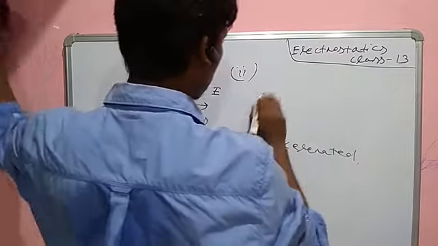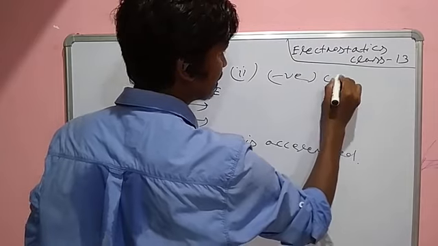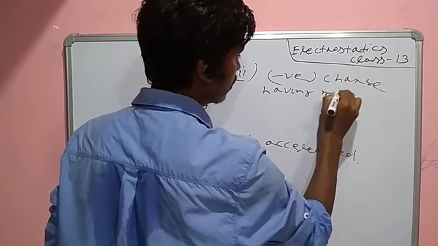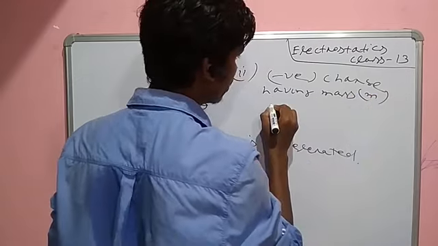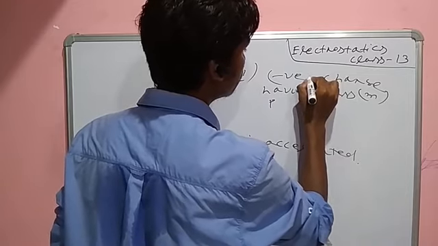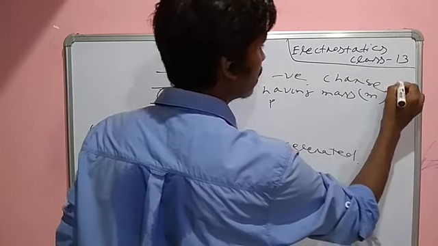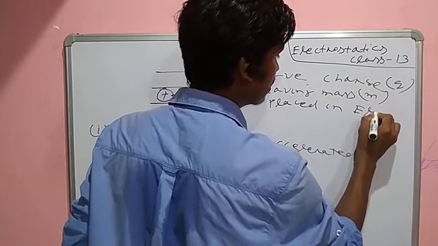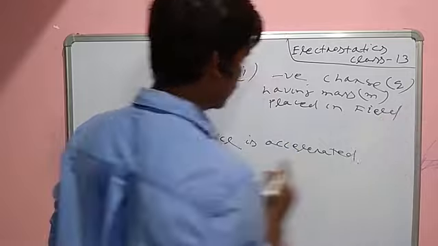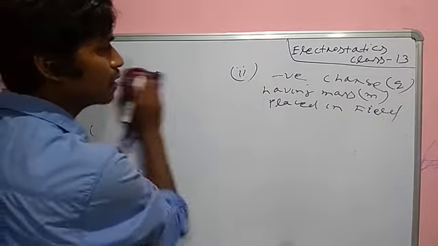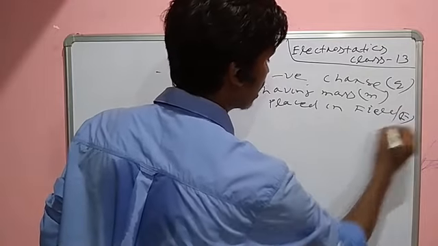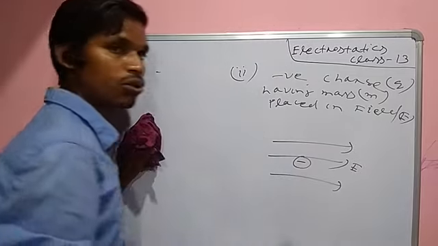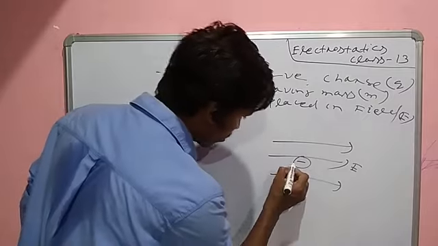The second point: suppose a negative charge q having mass m is placed in field E. Electric field, negative charge, so where does the force act? The force is in the opposite direction.